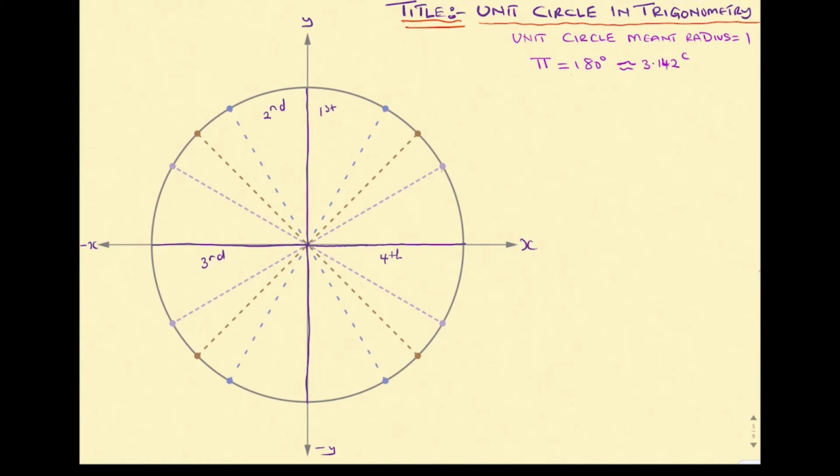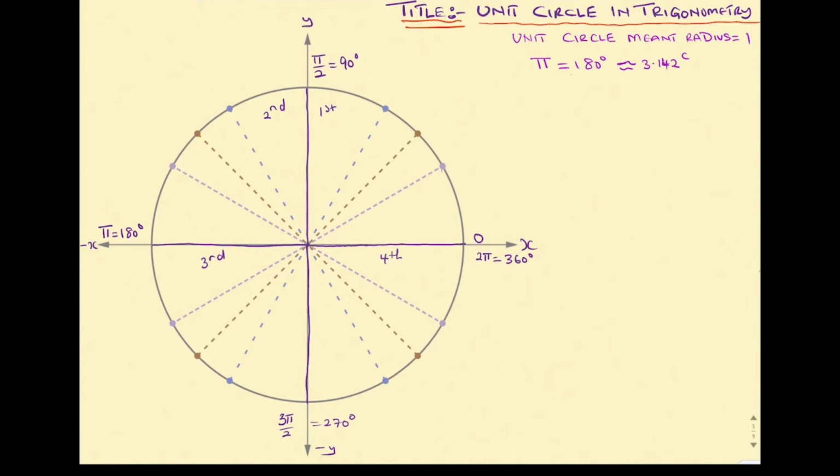Since I'm dividing the circle into 4 parts, I'm starting from 0 degrees, or 0 radians, all the way to pi over 2 radians, which is 90 degrees. And then go all the way to pi radians, which is equal to 180 degrees. And then go all the way to 3 pi over 2, which is 270 degrees. And then back at 2 pi, which equals 360 degrees. Now I've done my division.